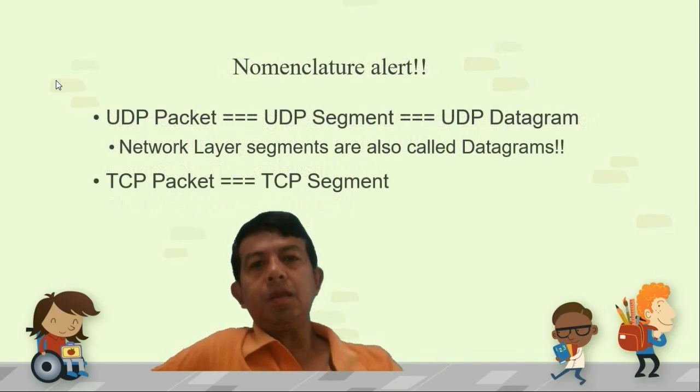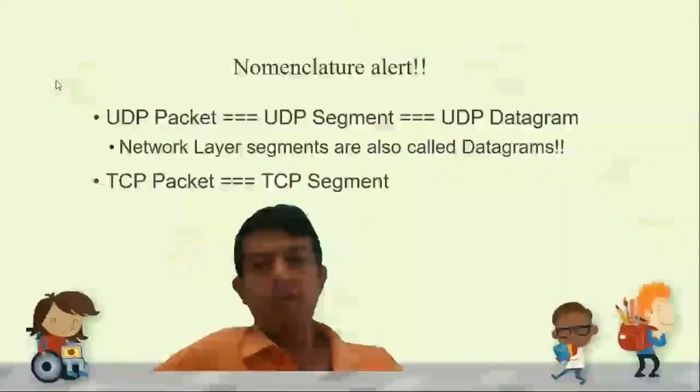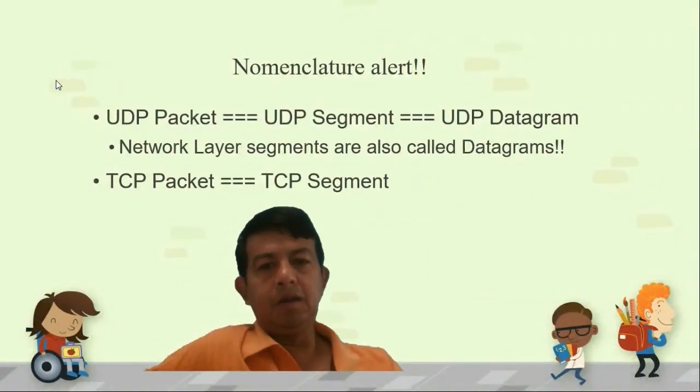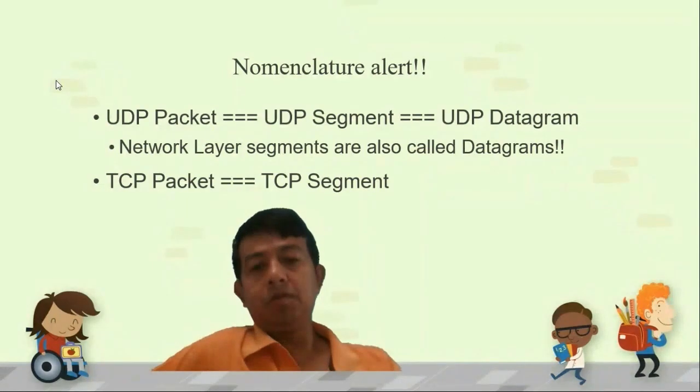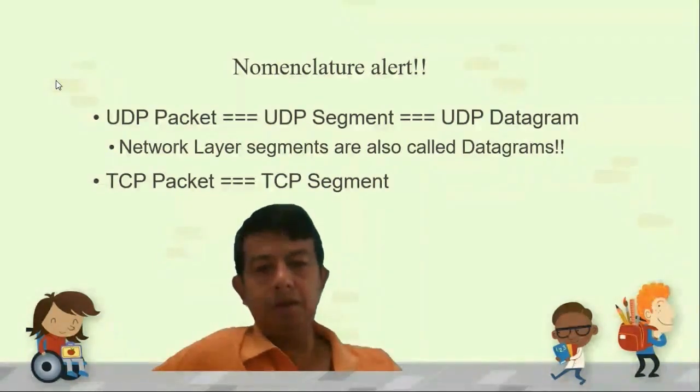Now, one thing to be very clear about, sometimes there are certain confusions. Many different books use different nomenclature. Some books use the term packet, some books use the term segment, some books specifically use the term datagram for UDP. UDP is very popularly known as a UDP datagram. Now these terms are synonymous.